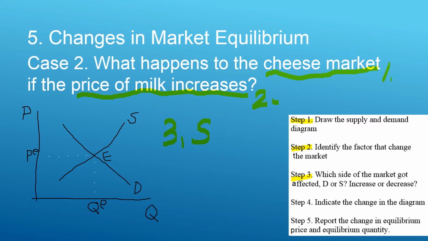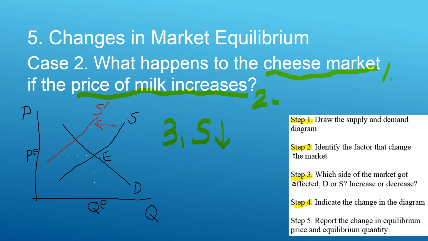Okay, now increase or decrease. Price of milk increase means input price increase. Input price increase means it costs the farm more money to make cheese, so their profit will go down. Because of that, supply goes down. So this is step number 3. Step number 4 is indicate a change in the diagram.